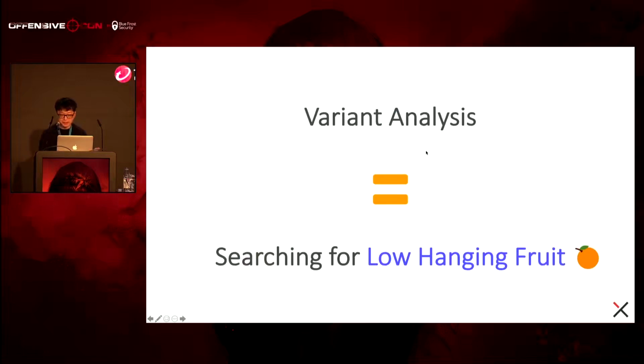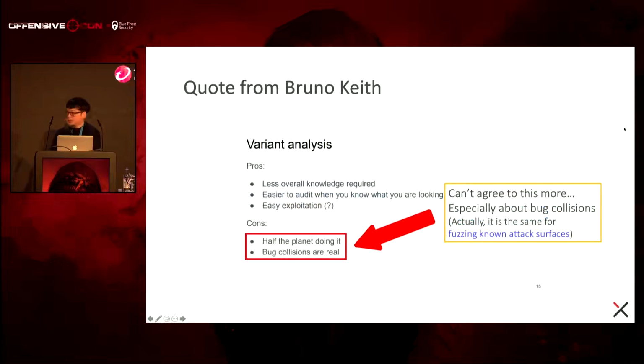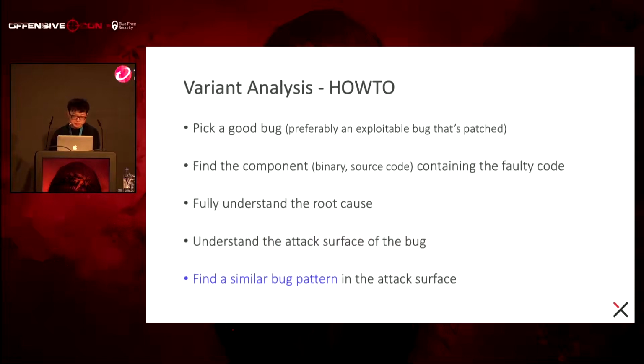So for me and for many others, I believe, variant analysis is equivalent to searching for low-hanging fruits. I think it's the modern version of searching for low-hanging fruits. And if you look around Twitter or talk with other researchers, you'll recognize that a lot of people are actually doing this. And this is a quote borrowed from Bruno Key's talk, and I couldn't agree more. Apparently, lots of people are doing this, so bug collision is really a thing.